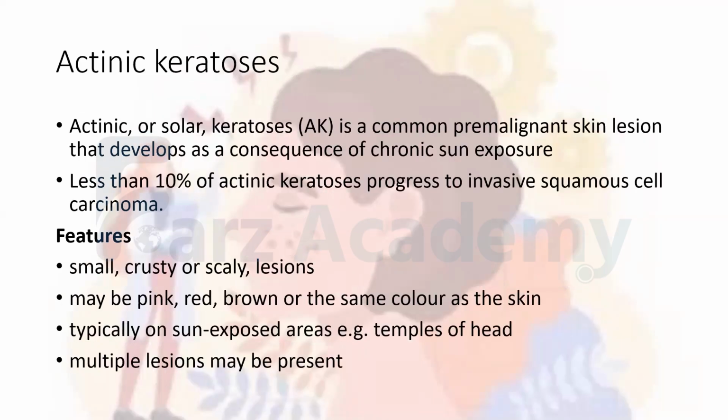Next is actinic keratosis or solar keratosis. This is a common pre-malignant skin lesion that develops as a consequence of chronic sun exposure. Less than 10% of actinic keratosis usually progresses to invasive squamous cell carcinoma. So this is also a pre-malignant lesion. What are the features of actinic keratosis? The lesions are usually small, crusty, and scaly. They can be pink, red, brown, or the same as the skin color, depending on the skin tone of the person. Most commonly seen on sun exposed areas, for example, temples, arms, and forearms, and usually they are multiple, not solitary lesions, whereas keratoacanthomas are solitary lesions.